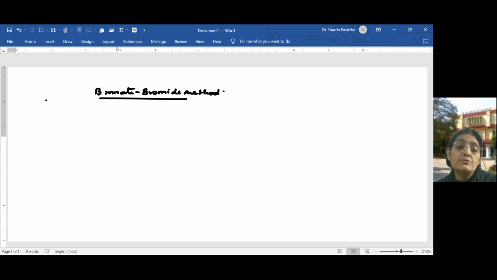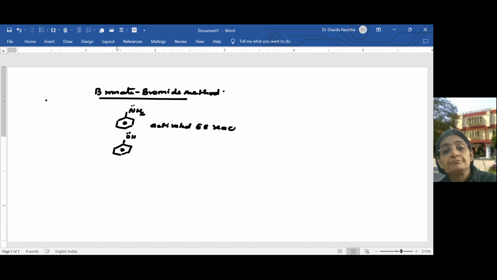Before I go to the actual procedure, let me take you back to something which you have already learned. You know that aniline or phenol are activated molecules because of the easy donation of the lone pair of electrons on the amino group or on the oxygen. The ring is highly activated for the electrophilic substitution reaction.